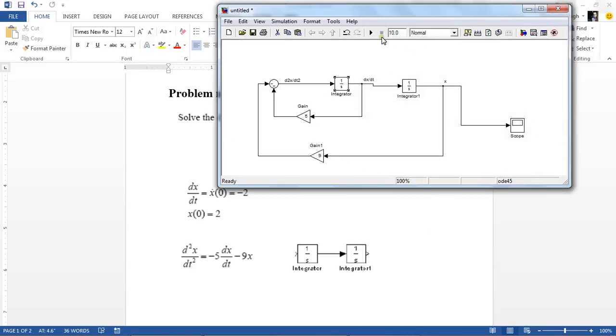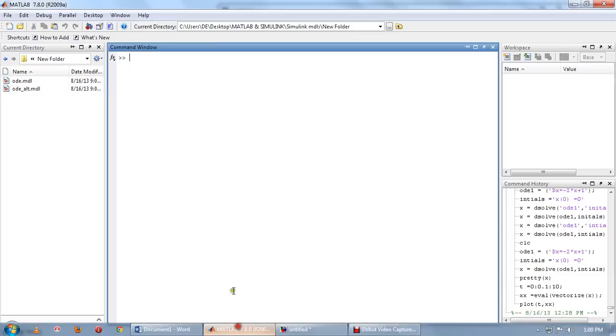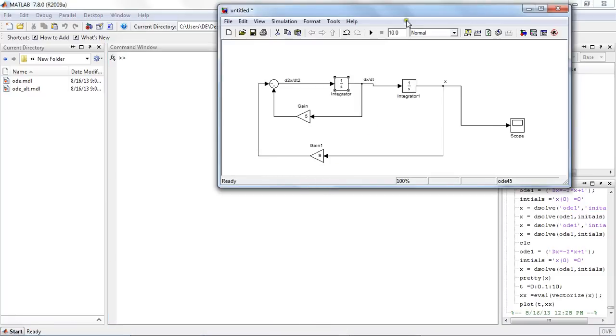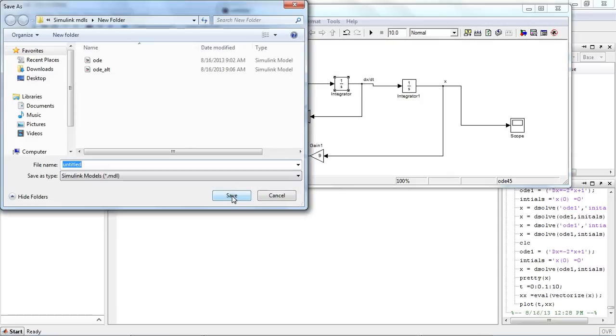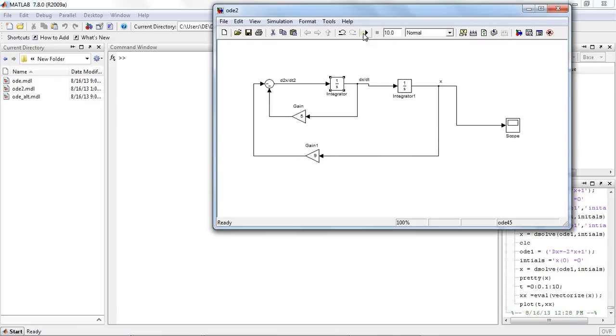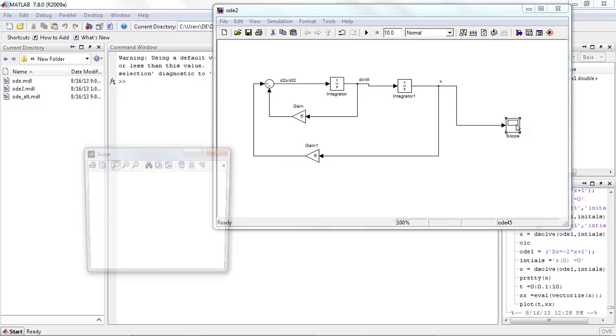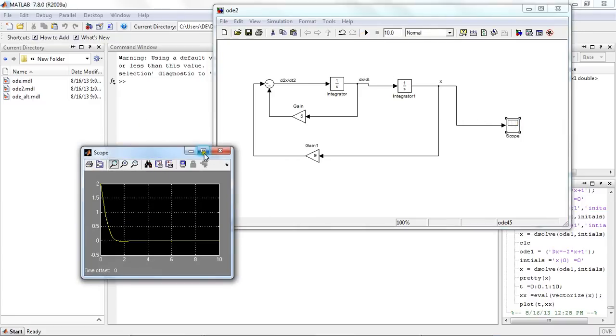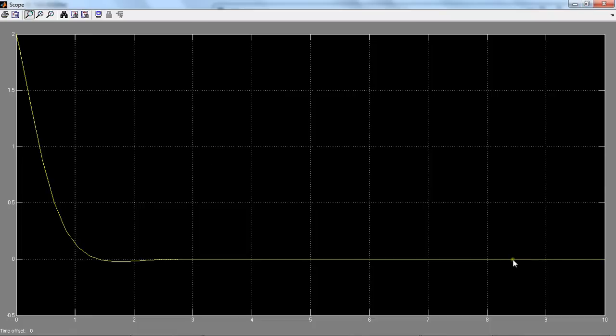The model is complete. Let's run this thing. Before that, let's save it with some name, ODE2. Let's run this thing. It's successfully run. So let's see the simulation plots. Okay, so it's there. So this is the simulation plot for this. Now let's check the solution by using MATLAB.